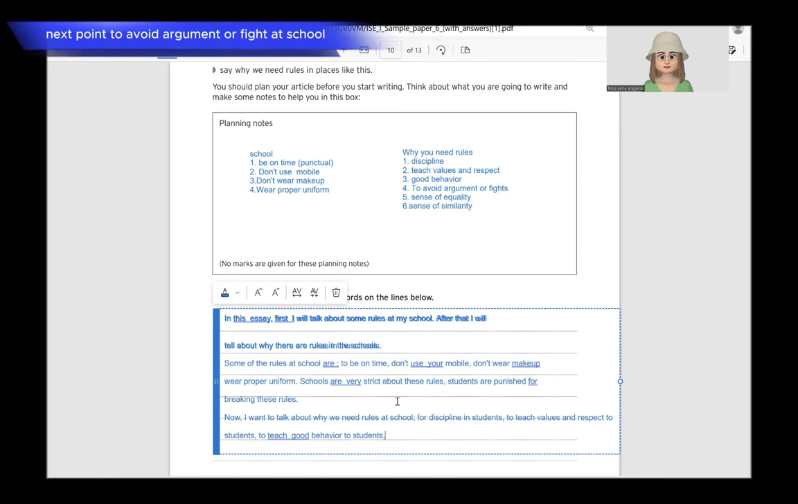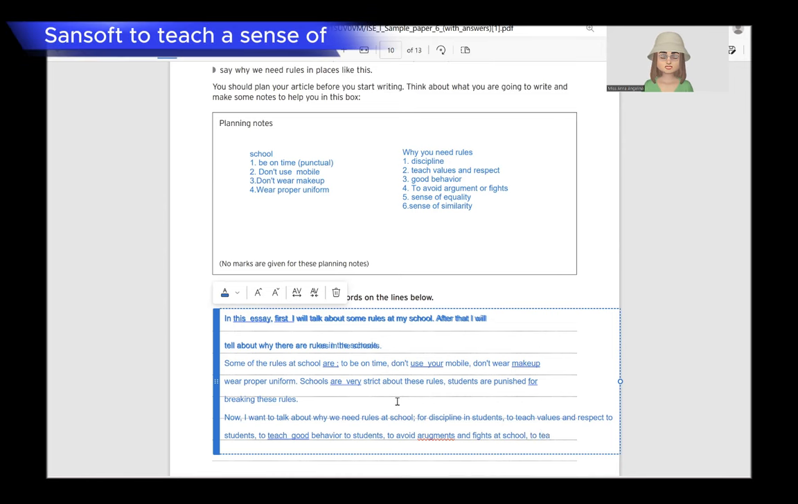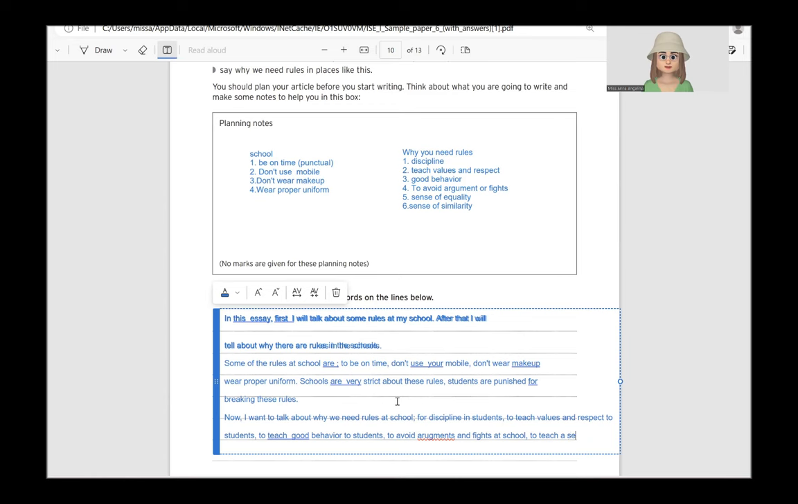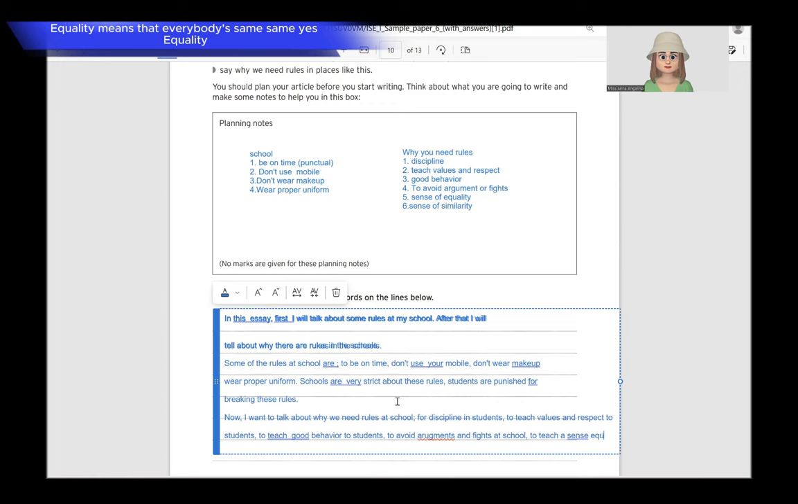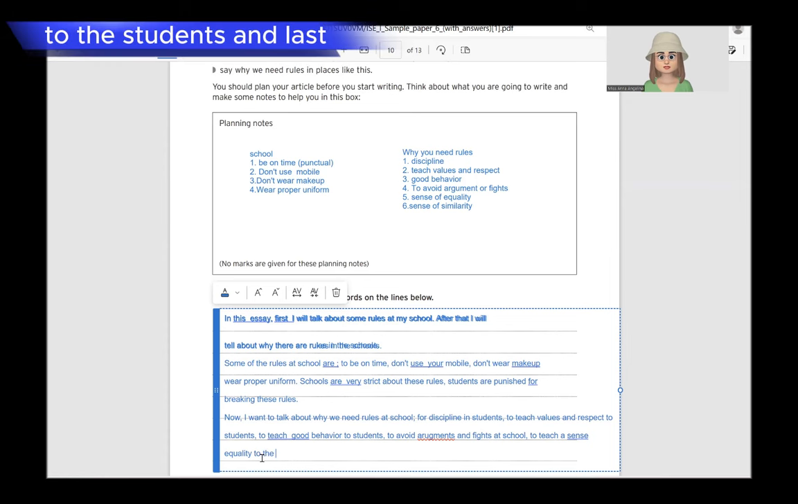Next point: to avoid arguments and fights at school. More: to teach a sense of what? Equality to students. A sense of equality. Equality means that everybody's the same. A sense of equality to the students.